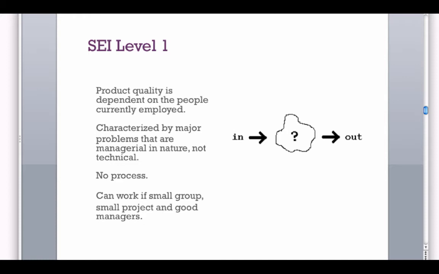Basically, at level 1, there is no process. So you have some inputs, you have this mysterious bubble here, and then maybe eventually something comes out of that. Okay.